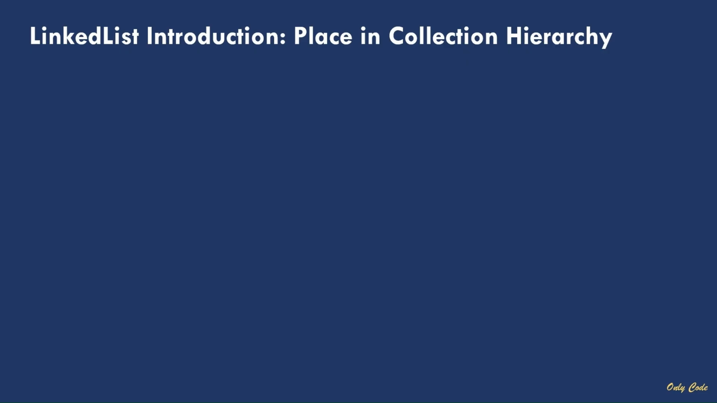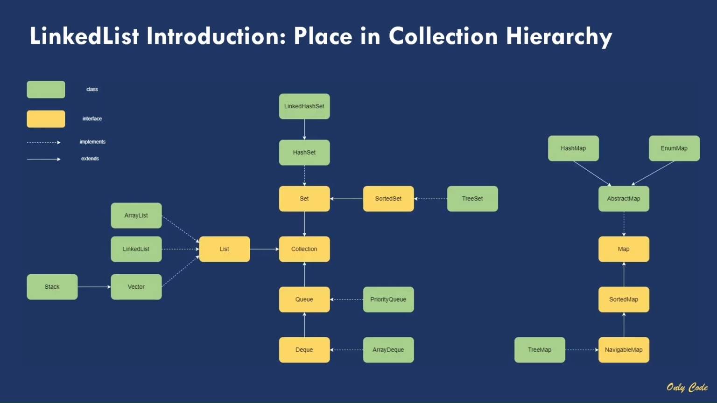Before we deep dive into linked list, it's important to understand where it fits within the Java collection framework. As you can see in this diagram, linked list is a class which implements the list interface. But that's not all. It also implements the Deque and Queue interfaces, making it one of the versatile classes in the collection hierarchy. The list interface itself extends the broader collection interface, which is the root of most collection types in Java.